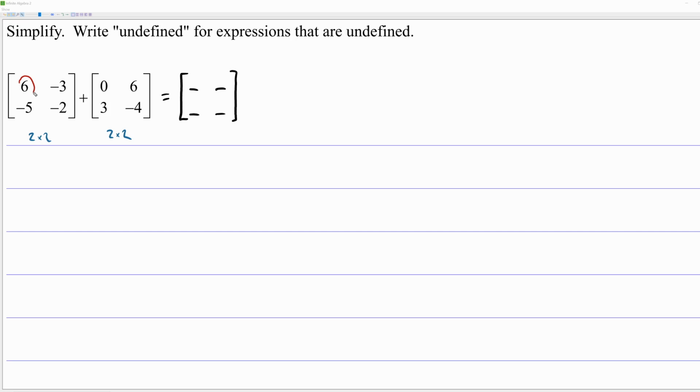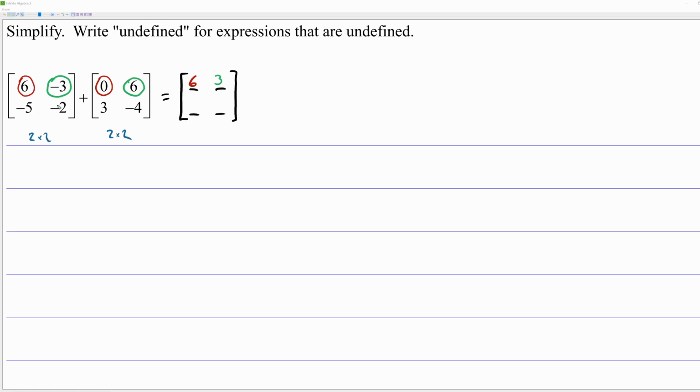So 6 is in the 1, 1 position. 0 is in the 1, 1 position. We're going to add 6 plus 0 to get 6. So all you do is add elements that are in the same position. So in the same way, we could add this -3 is in the 1, 2 position. 6 is in the 1, 2 position. -3 plus 6 is 3.